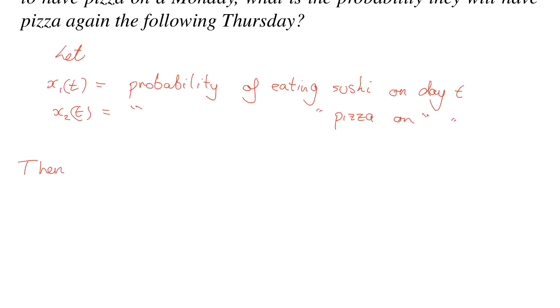Because of the rule of how this evolves, there's a recursive structure, right? I can understand the probability of what I eat on day t+1. So the probability of having sushi on day t+1 is something or other times the probability that I had sushi, plus something or other else times the probability I had pizza.